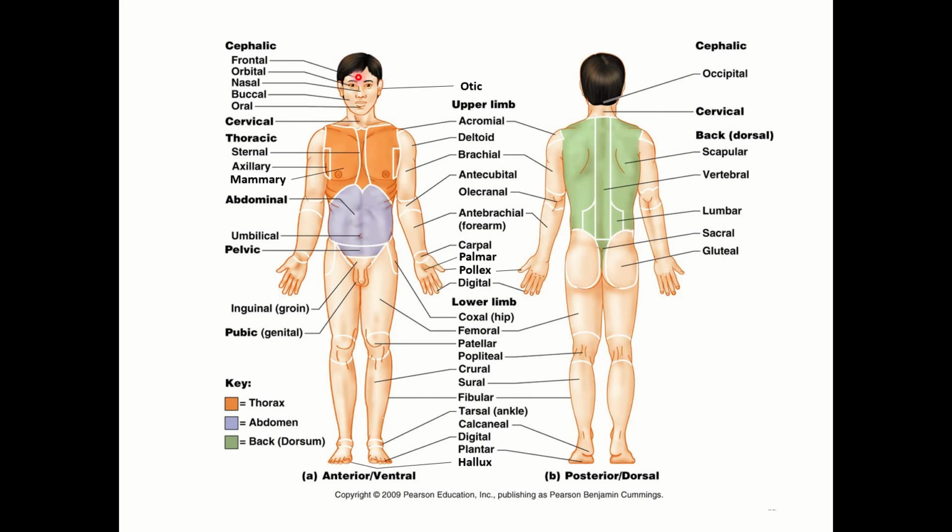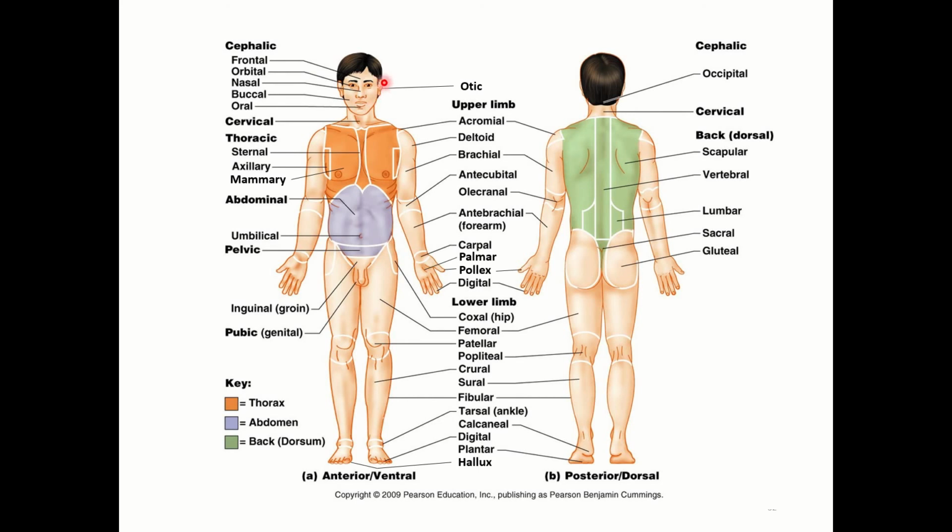The forehead is the frontal region. The eyes are the orbital region. The nose is nasal. The cheek is buccal. The mouth is oral. Not pictured here is mental, which is the chin. The otic is the ear.